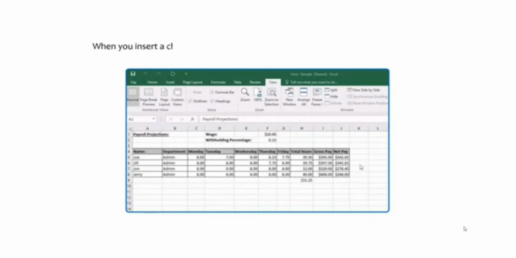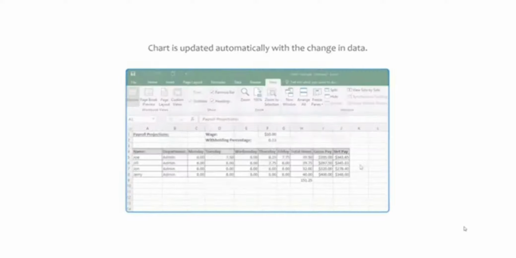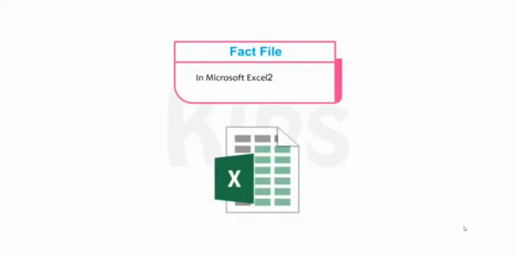When you insert a chart, the data is displayed in a special window called Datasheet. Chart is updated automatically with the change in data. Students, have you noticed the fact? In Microsoft Excel 2016, a file is saved with an extension .xlsx.